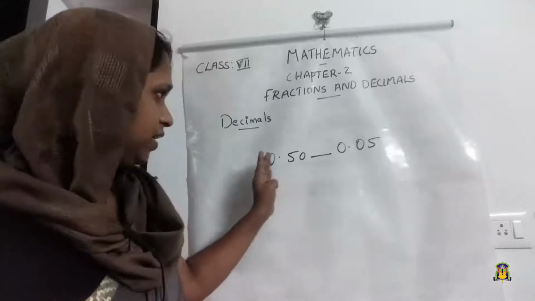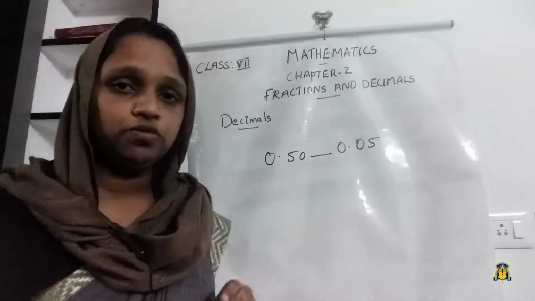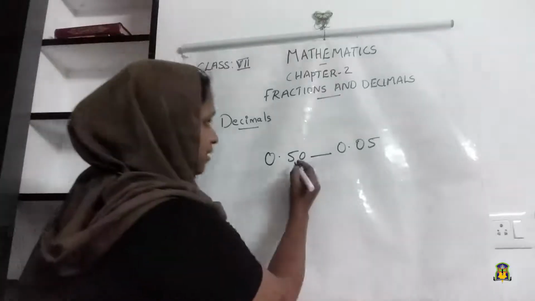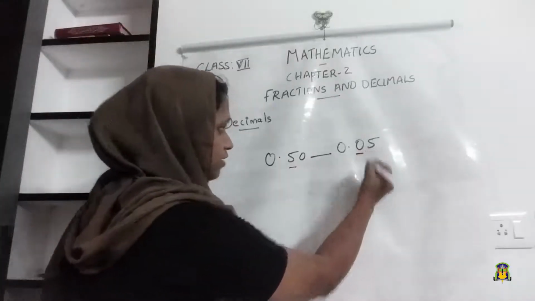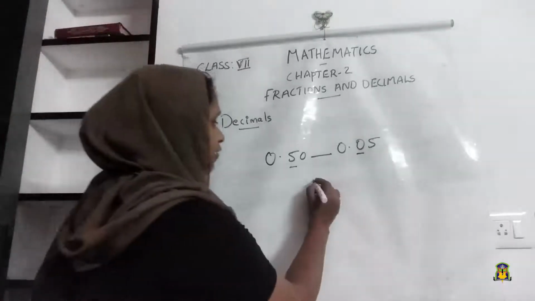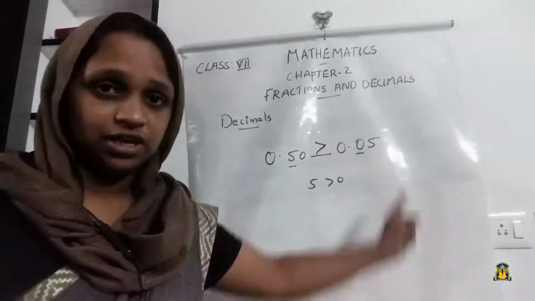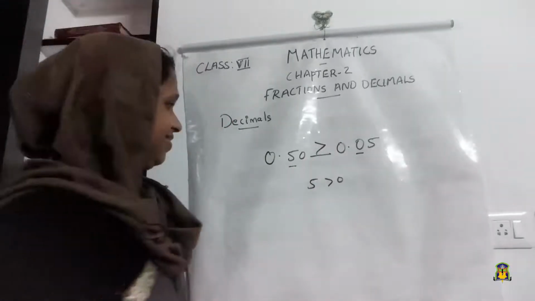Now how can we compare? Yes, the whole number part is 0, nothing else. So we move on to the tenths place. In the tenths place, see 5 and 0. So 5 is greater than 0. So we can write that this number is greater than this. Okay, students?